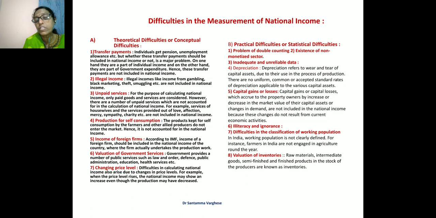Valuation of inventories. Raw materials, intermediate goods, semi-finished goods and finished goods in the stock of the producers are known as inventories. Any mistakes in measuring the value of inventories will distort the value of the final production of the producer. Therefore, valuation of inventories requires careful assessment. So there is a difficulty in evaluating the inventories. These are the theoretical and practical difficulties discussed.